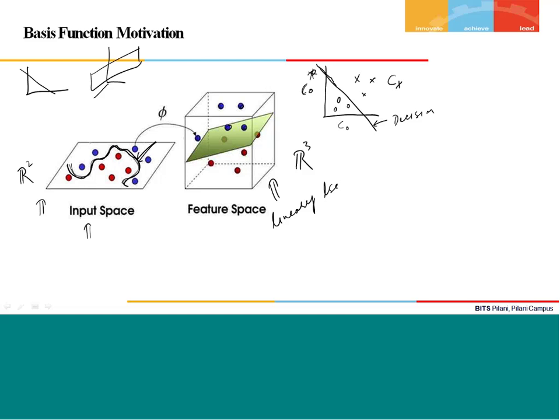For an example, this is not a very great example, but you can see the intuition behind it. There are some points here, and there are some points here. What you need to do is find out whether they are linearly separable in a bigger space or not.